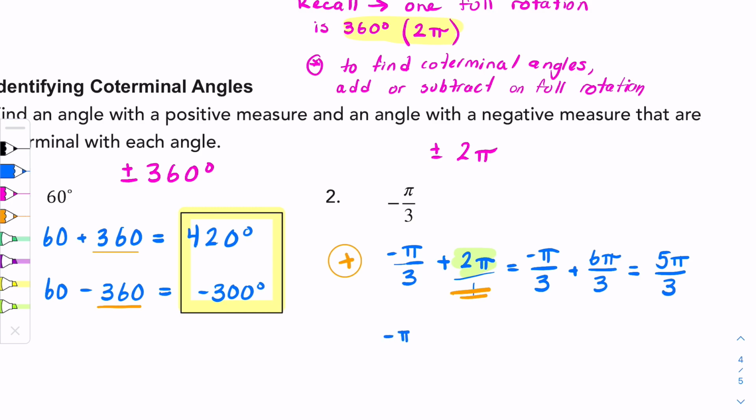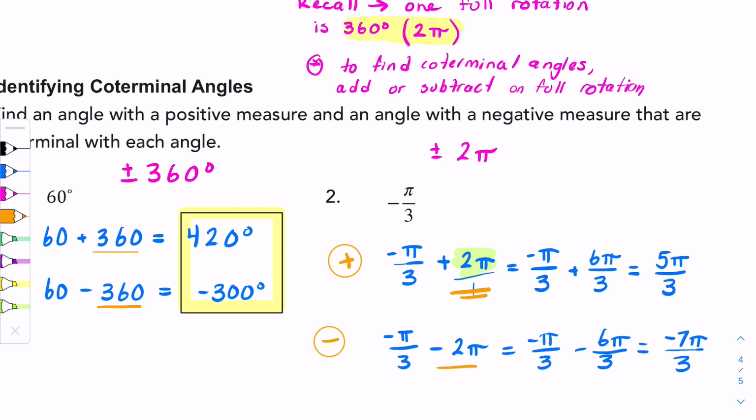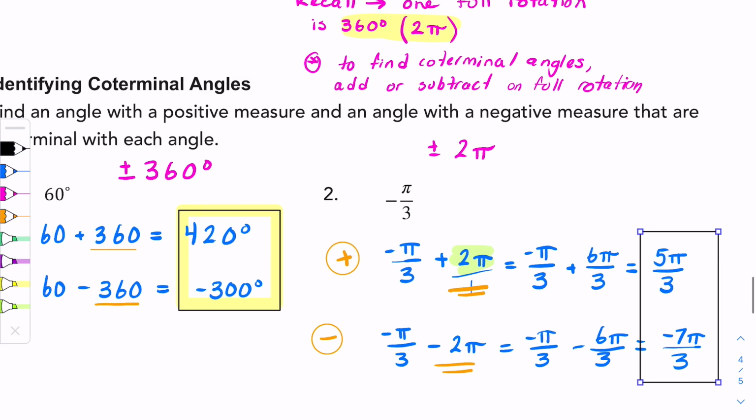Our negative coterminal angle is going to be found by subtracting 2 pi. If we have negative pi over 3 and we're subtracting 2 pi, it's the same thing as subtracting 6 pi over 3. Negative pi minus 6 pi is negative 7 pi, and our denominator is 3. Here's your negative coterminal angle, found by subtracting 2 pi. These don't stop here. There's infinitely many coterminal angles, so you can keep adding or keep subtracting.